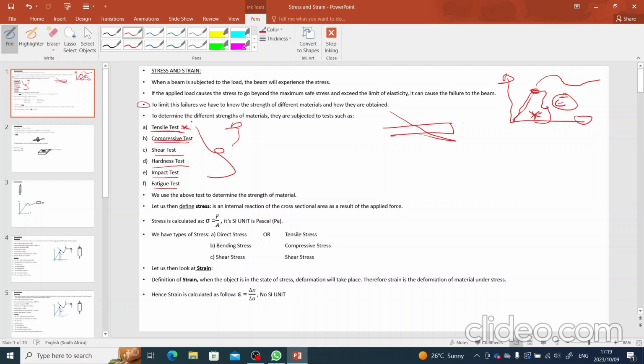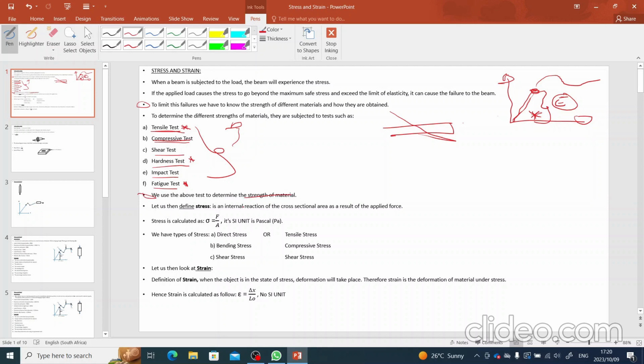Because in the exam, they can say, describe the tensile testing. Another one that you need to know how to describe is the hardness test. You need to know how to describe the hardness test. And another one is normally fatigue, but you'll never know with these examiners. But these 3, you need to know how to explain those tests, how they are made. And I want to believe that your books do have those descriptions. Right. We use the above tests to determine the strength of material, like I said.